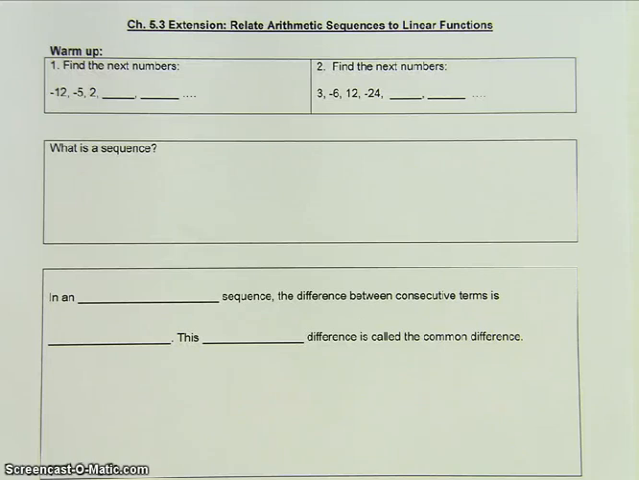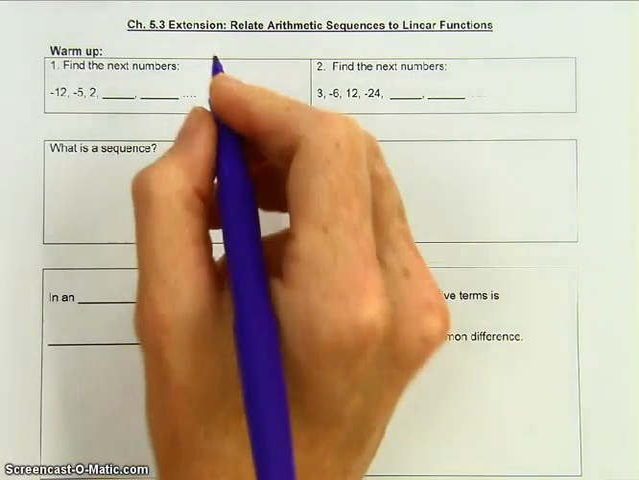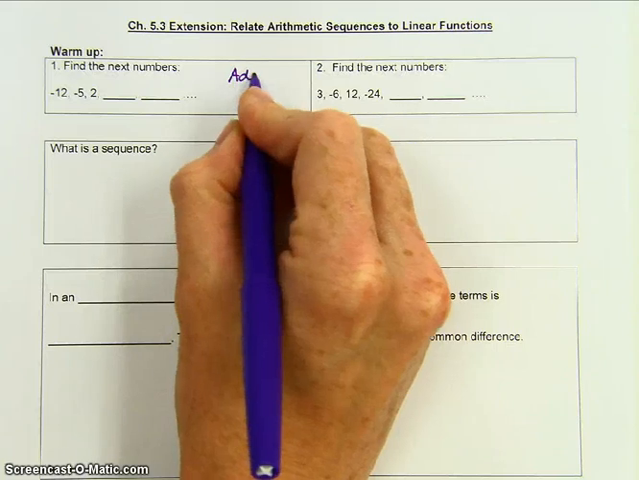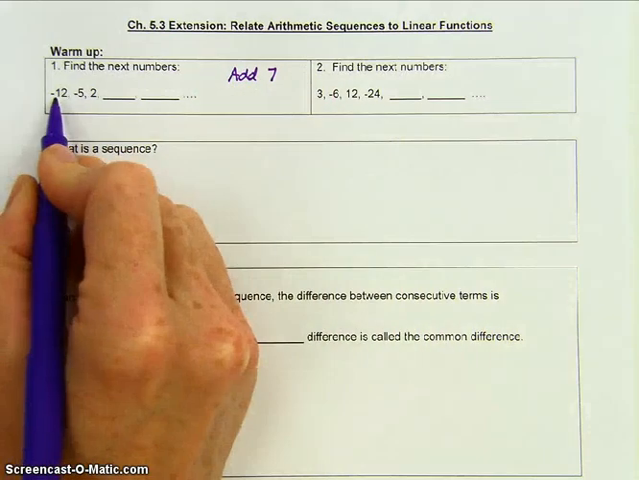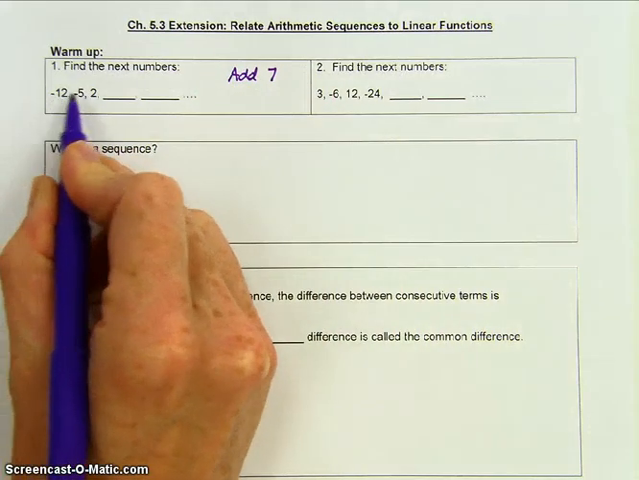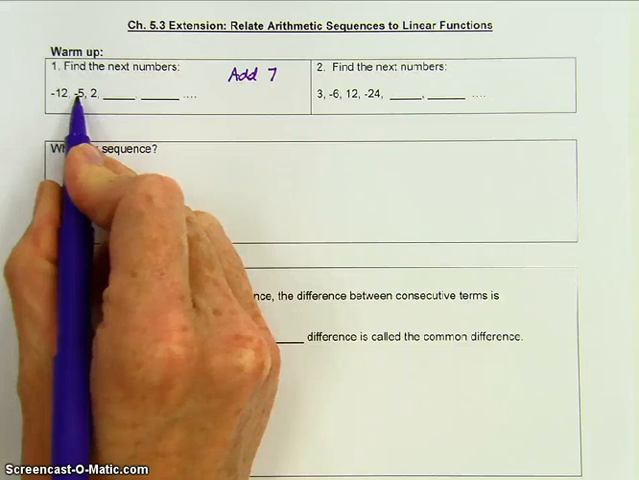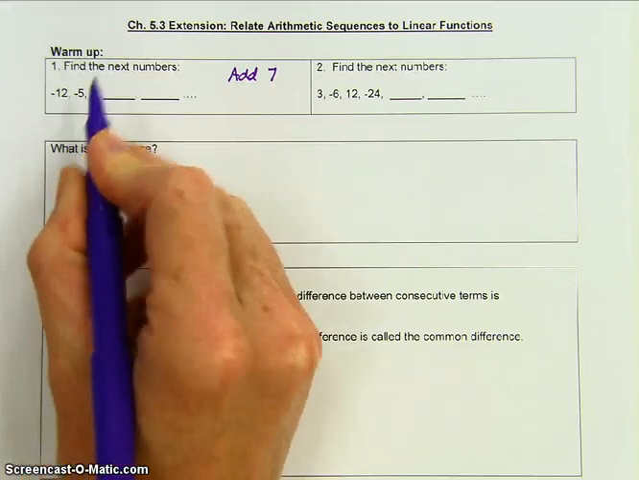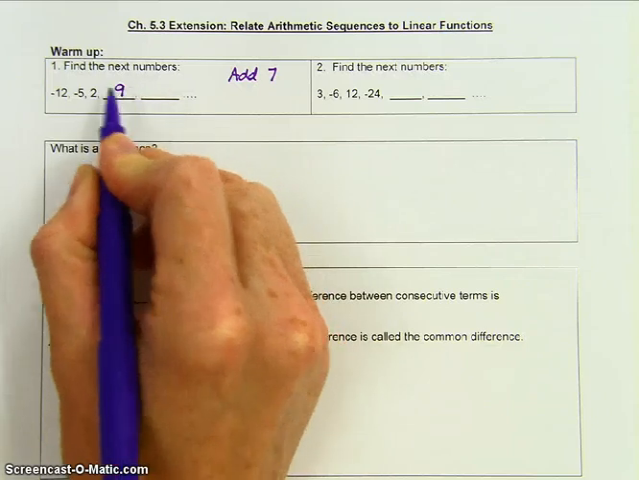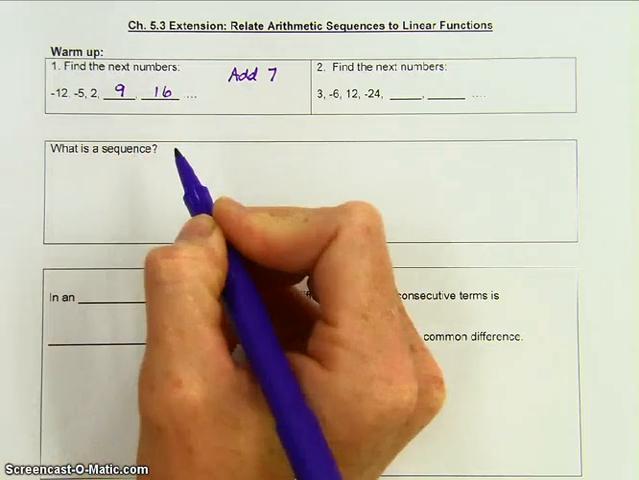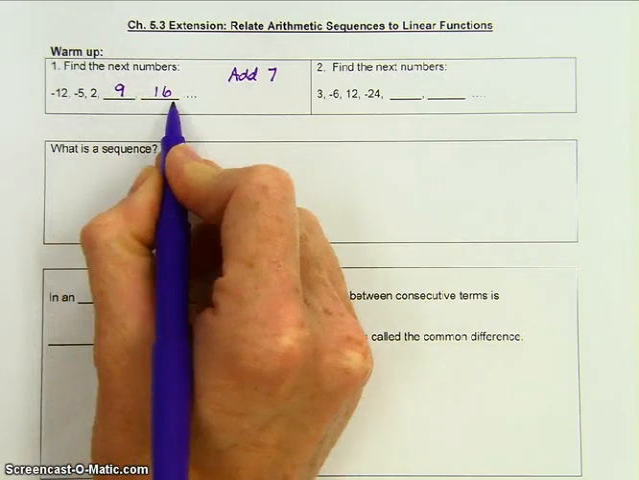Okay, hopefully you found that number 1 was a pattern of adding 7. If you add 7 to negative 12, you will get negative 5. Add 7 again, you'll get 2. Add 7, you'll get 9, then you'll get 16. And the pattern was add 7.